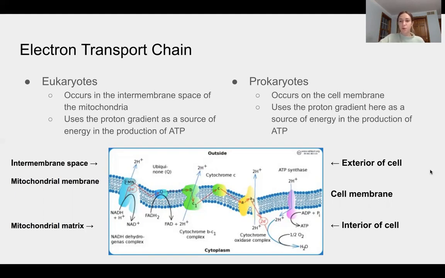Again, this will be covered in more depth next week, but I just wanted to go over it now while we're talking about where all of these steps are taking place.